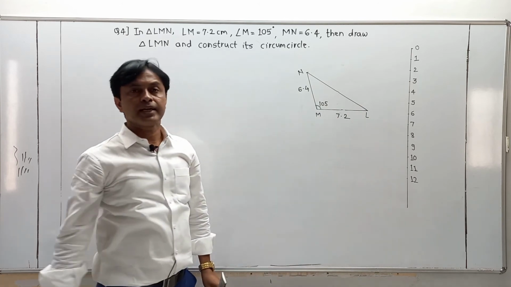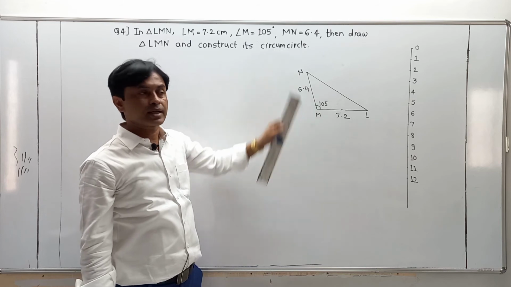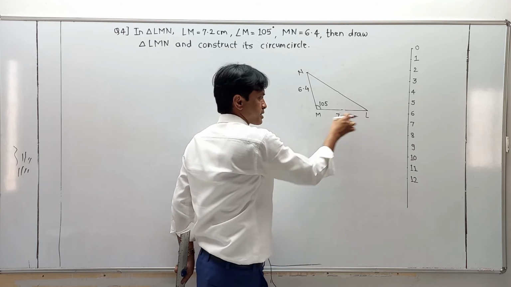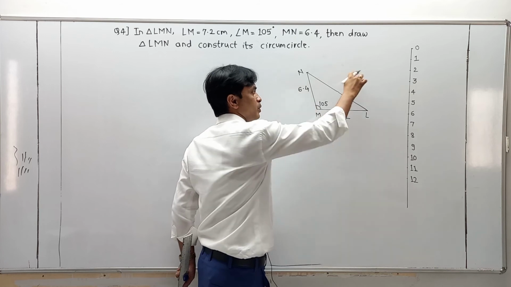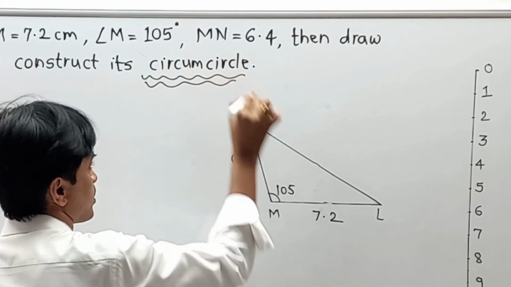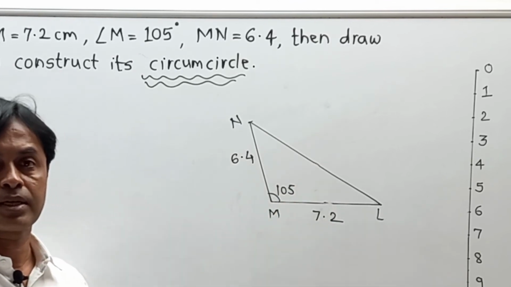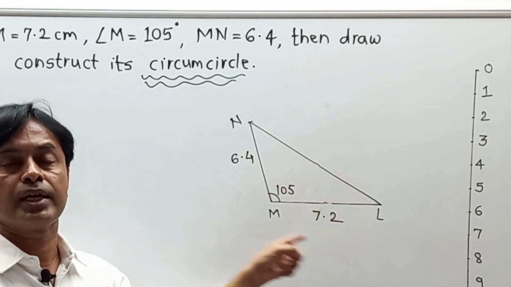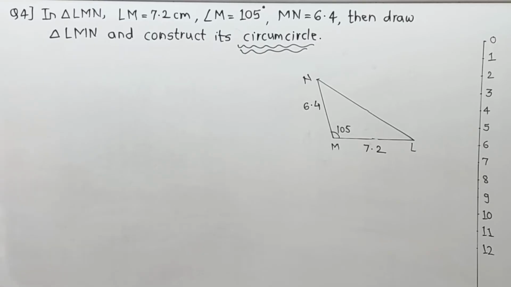And when our entire diagram is completed, we have to draw the circumcircle. Now in the circumcircle, you have to draw the perpendicular bisector of any two sides. In that case, I am going to draw the perpendicular bisector of LM over here, and the perpendicular bisector of MN over here. I will get a point over here. Remember, we draw the perpendicular bisectors on the sides to get the center of the circumcircle. I am going to start this process over here. Now first of all, I have to draw LM, 7.2 centimeter.